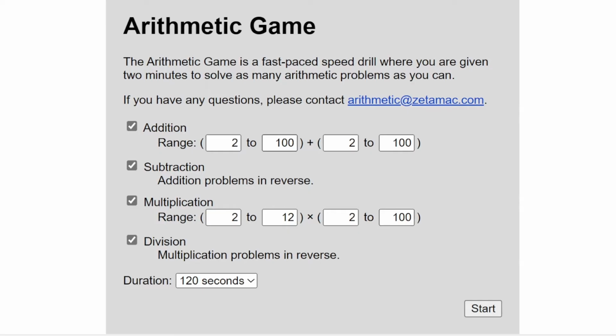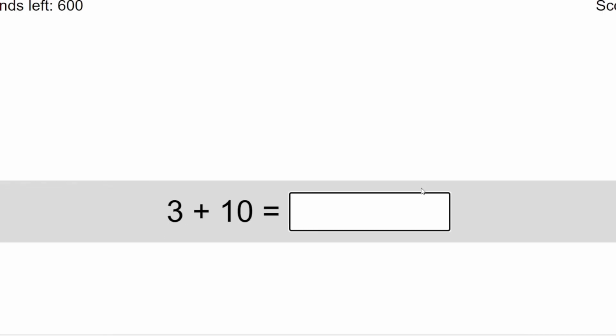And simply put the range for addition and subtraction: 2 to 20, 2 to 20; 2 to 12, 2 to 12 for multiplication and division. And the timer can be set to 600 seconds. Simply press start. That's going to be your 10 minutes of mental math practice per day. You're looking for the score of 350 problems to be done in 10 minutes. You do this every single day and you will significantly improve your mental math capacity.